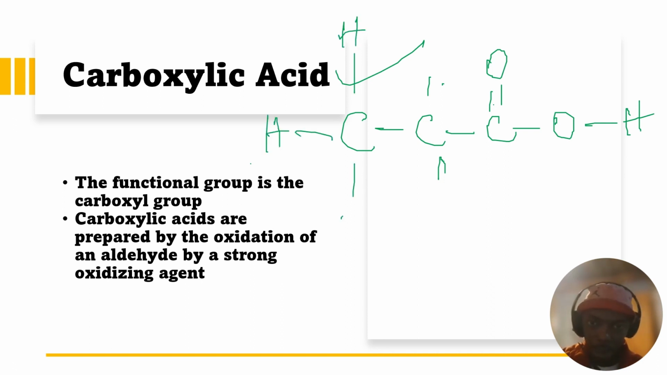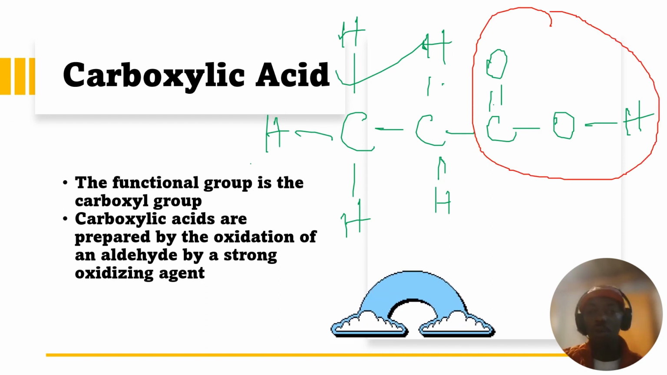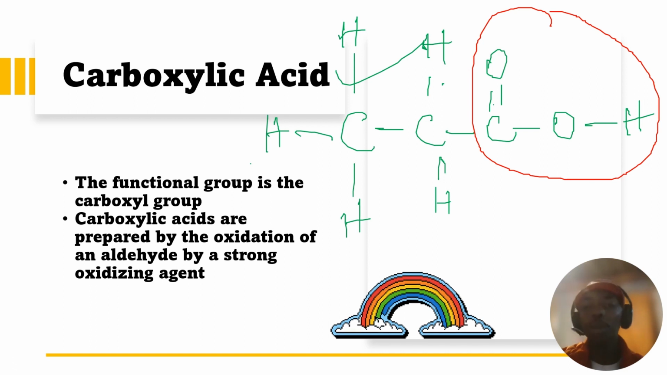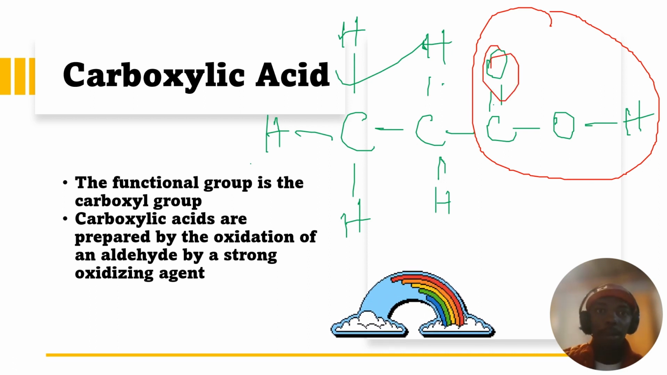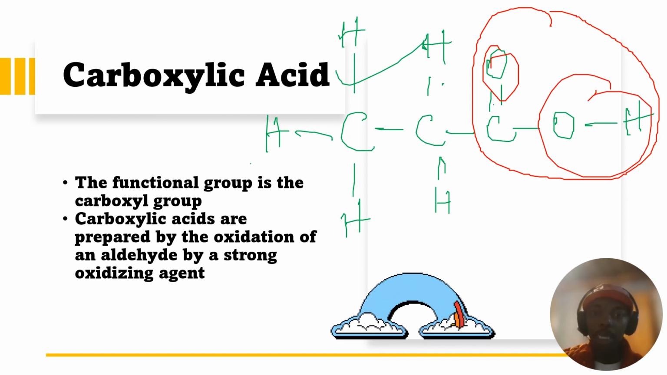So yeah, guys, I'll make an example for you. This is a carboxylic acid. This is a carboxyl group, guys. That's all you need to know. The carboxyl group is a combination of the carbonyl group and also alcohol, that is, the hydroxyl group. It's a carbonyl group and a hydroxyl group.